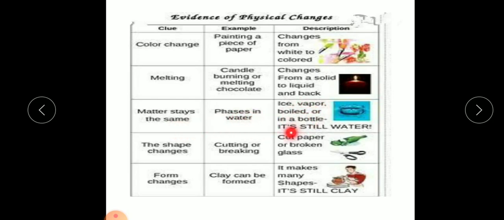Phases in water. Ice, vapor, boiled water in a bottle, it's still water. The shape changes, cutting or breaking. Cut paper or broken glass, it's a physical change. Form changes, clay can be formed. It makes many shapes, it's still clay. So from clay you can make different kinds of vessels or equipment, but the composition remains the same.